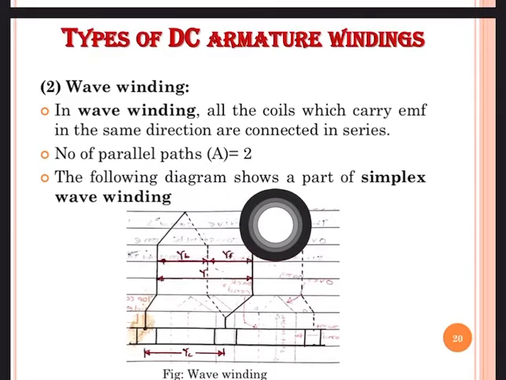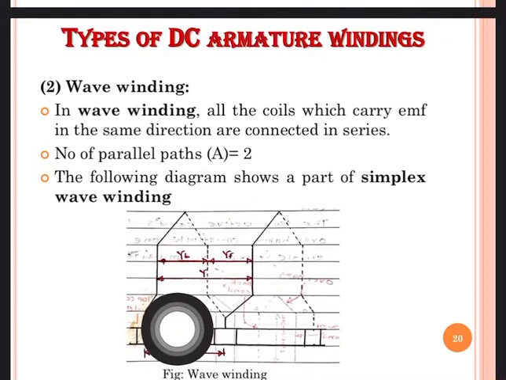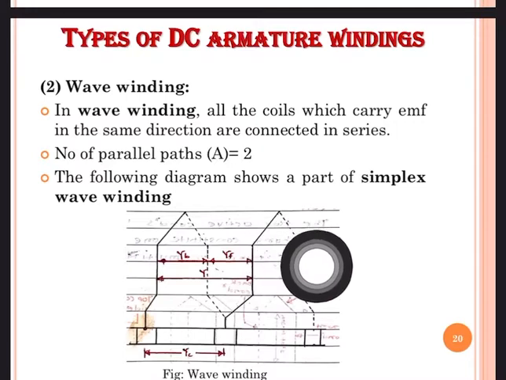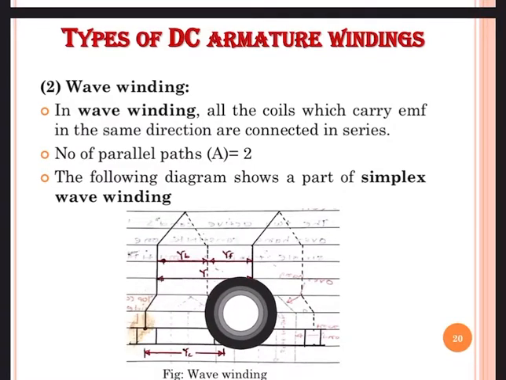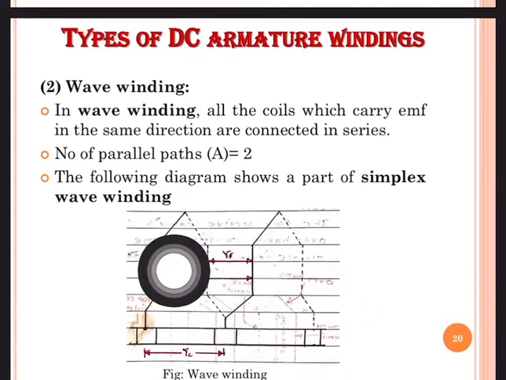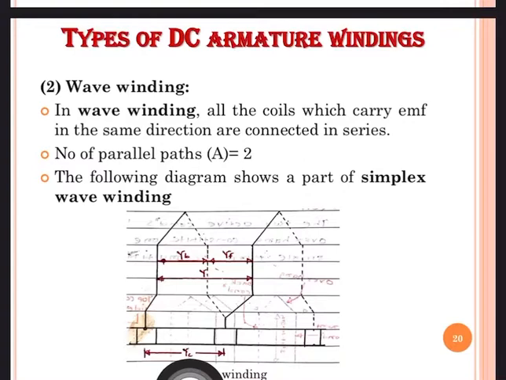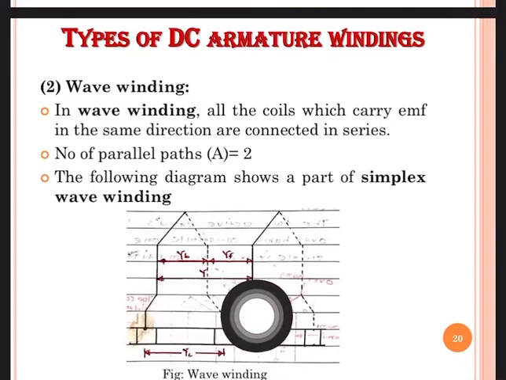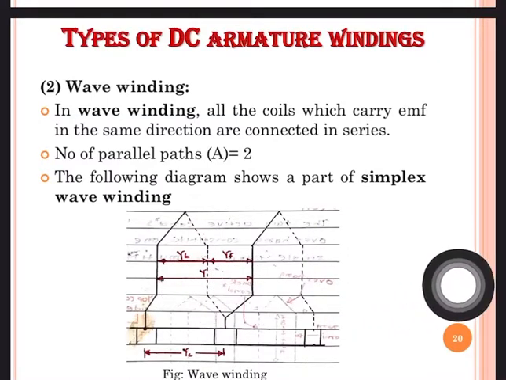The following diagram shows a part of a simplex wave winding. We can see that it is just like a wave. That's why it is called wave winding. If the wave winding progresses in this direction, left to right, then it is progressive, and if it is right to left, then it is retrogressive. Here YC is the commutator pitch and is given by Y by 2. This is the Y, and winding pitch Y is given by back pitch plus front pitch, YB plus YF. So this is the simplex wave winding.